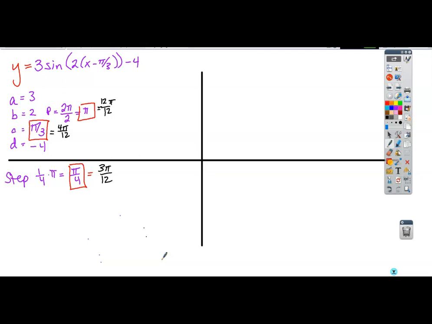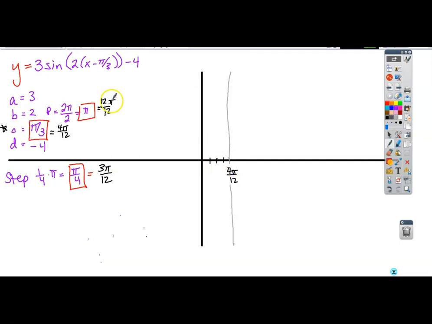So, okay, then do your phase shift first. So I'm going to go over to 4 pi over 12. So 1, 2, 3, 4. And I'm going to mark it. There's my first, that's going to be the beginning of my period. I have to mark my phase shift. Okay, then we can do what we need to do.